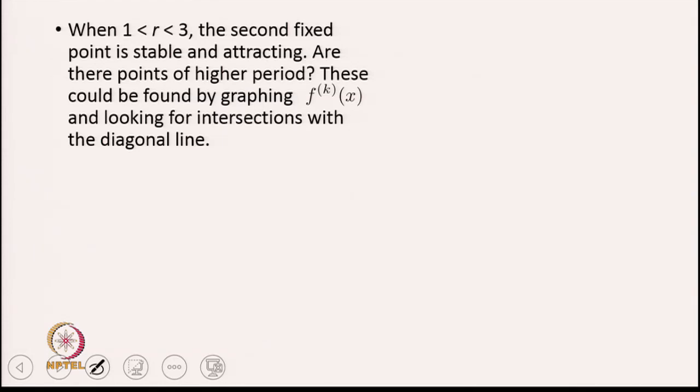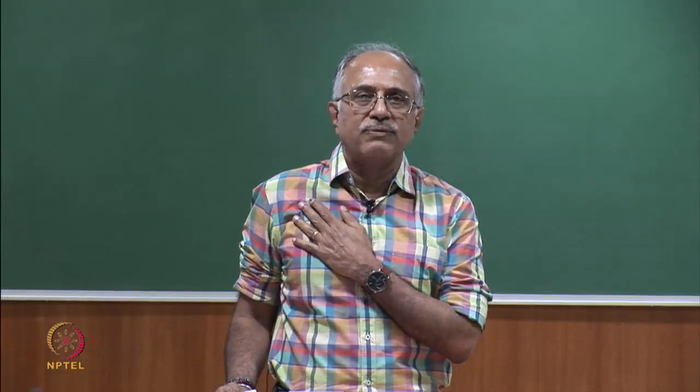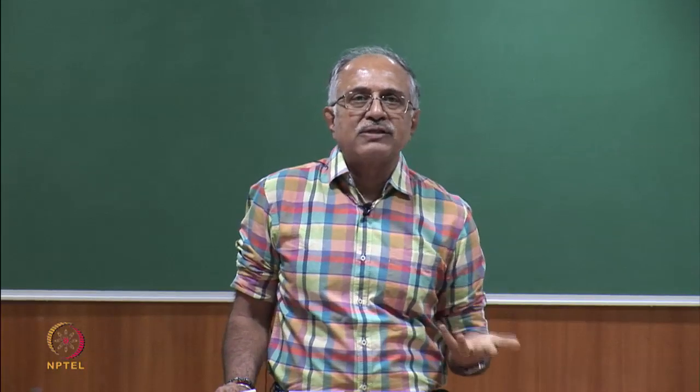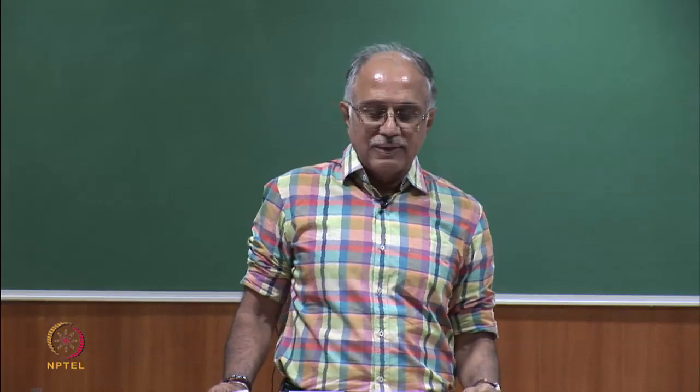Now, as you have increased r from 0 to 1, the second fixed point became stable. Between r equal to 1 and r equal to 3, the second fixed point is stable and attracting. Now, what we would like to know is, this fixed point becomes unstable beyond r equal to 3. Are there points of higher period at all? How do we find them?